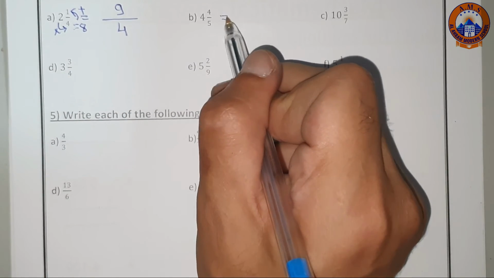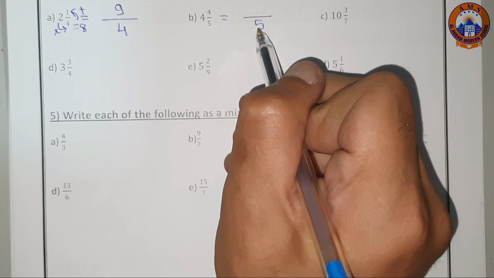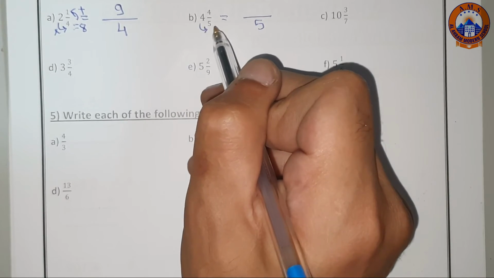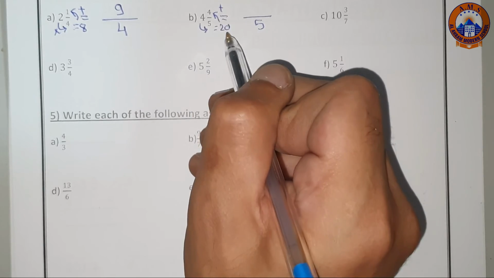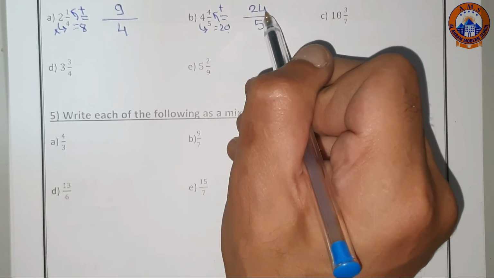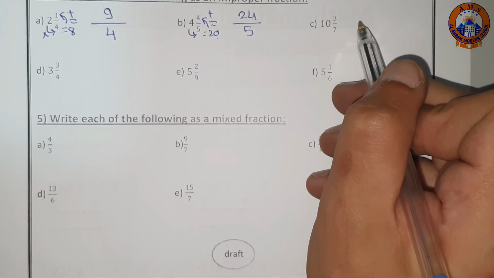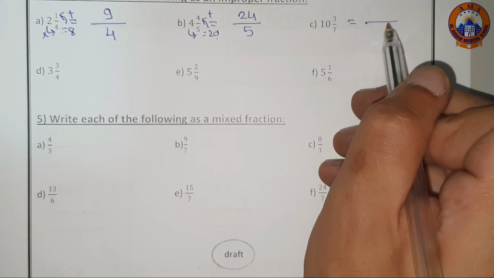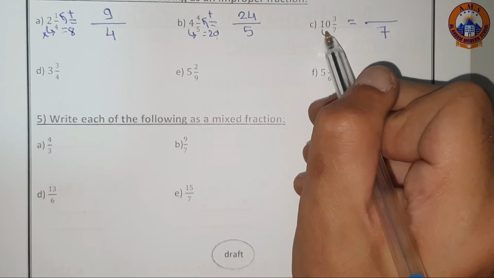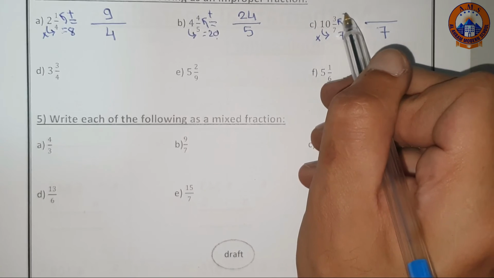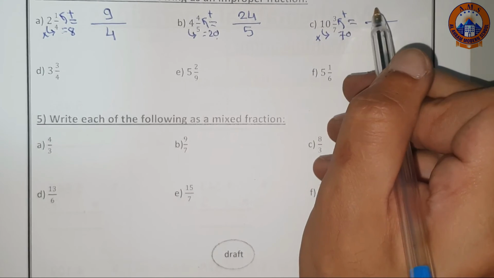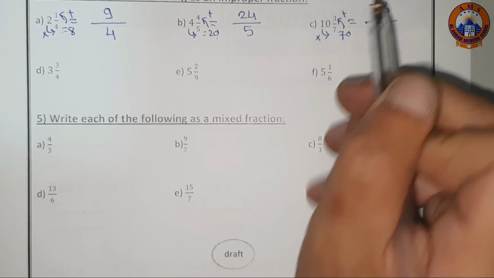Another one. The denominator is still 5. We go down and multiply. 4 by 5 equals 20. Then we go up and add. 20 plus 4 is 24. Another one. The denominator is 7. We go down and multiply. 10 by 7 equals 70. Then we go up and add. 70 plus 3 equals 73.